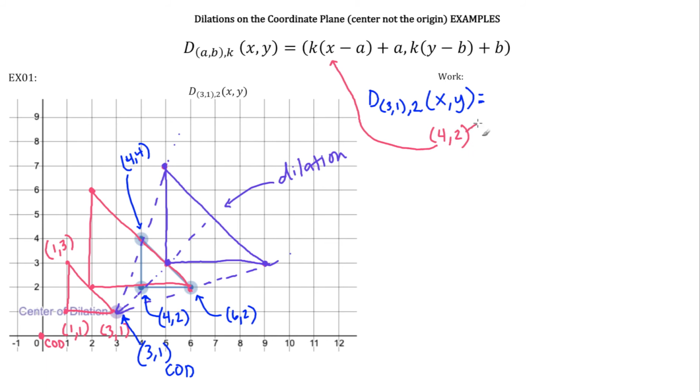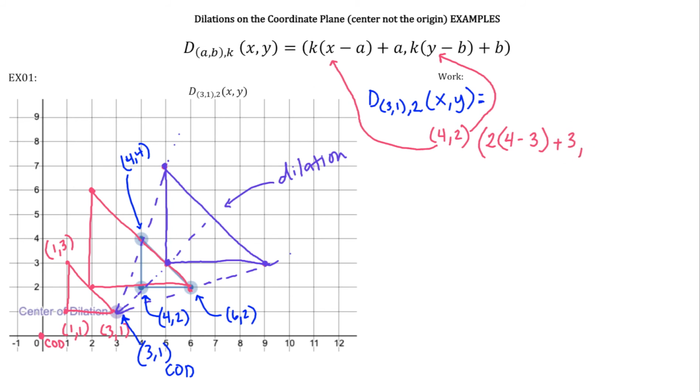I'll go around like this. 2 will go right here. There. So I will start off with 4. And I will subtract A. A is the x of my center of dilation, so the 3. So I'm going to subtract this 3 right here. Put it in parentheses. And then I'm going to multiply by my scale factor, which is 2. And then I'm going to add my A back. What was the A again? 3.